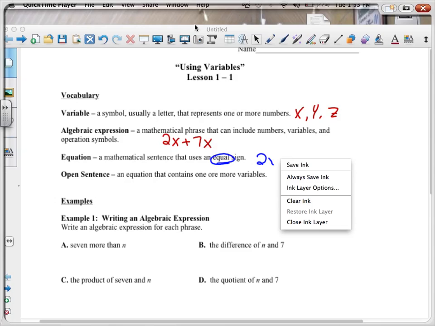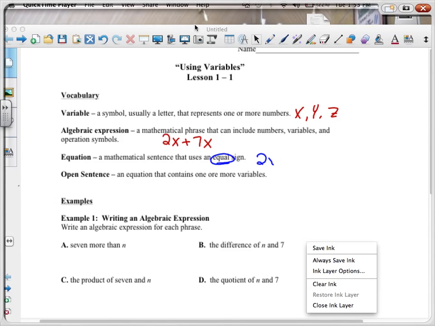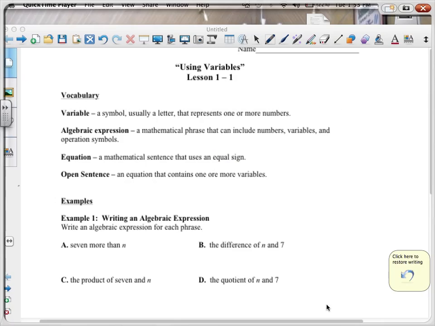Hold on just a second. Okay, got rid of all that. Okay, I'm sorry.